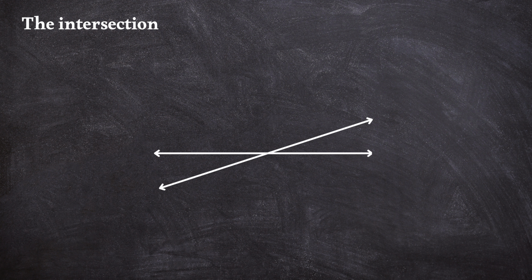Intersecting lines. When two lines meet at a common point, they are known as intersecting lines. For example, these lines cross at this point, so we say that they intersect and we call the point an intersection, but we don't always need to see an intersection when two lines intersect.